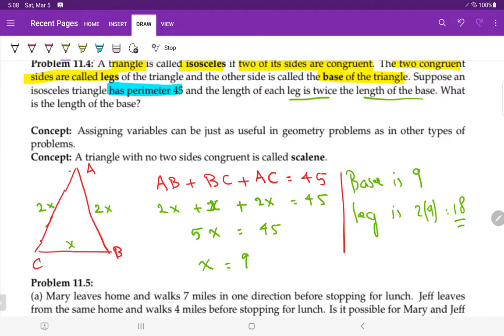You have a triangle where no sides are equal, so we call it scalene. If the sides are different, so you have 3 types of triangles. You have the equilateral triangle where all of the sides are equal, isosceles triangle, and scalene triangle.